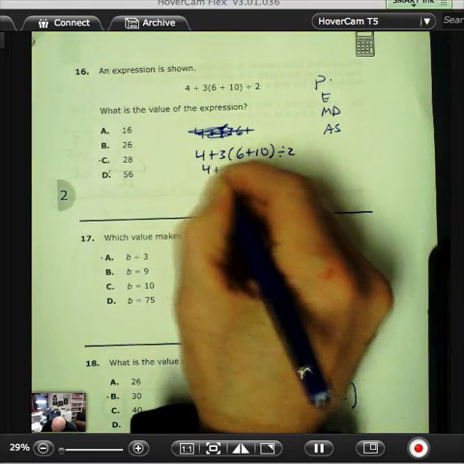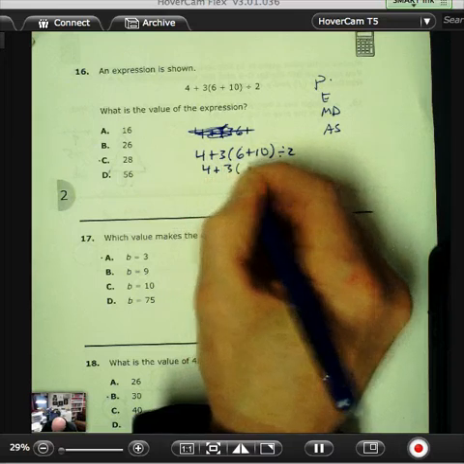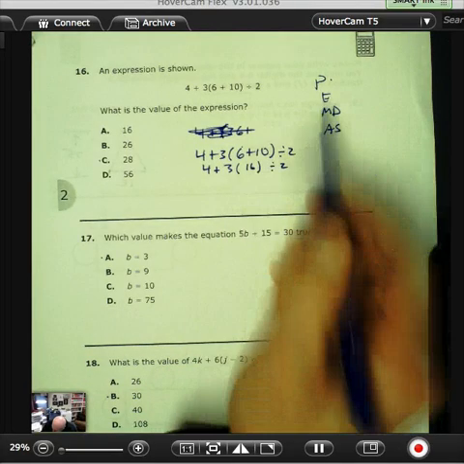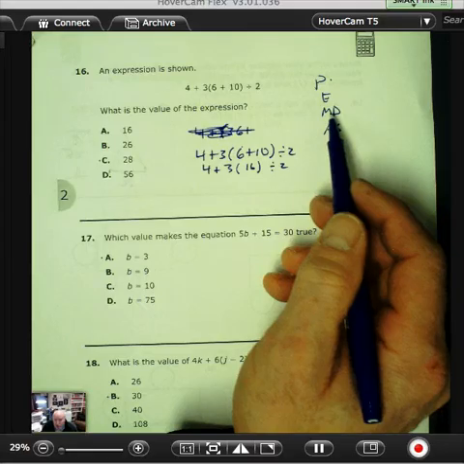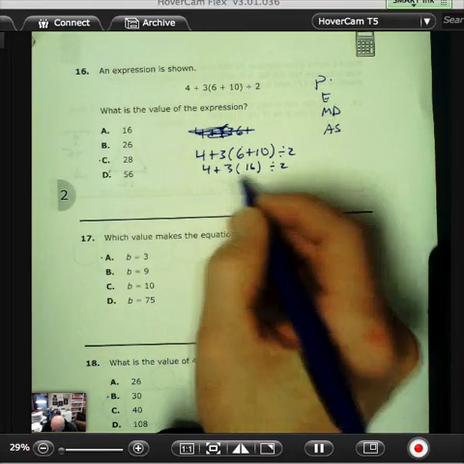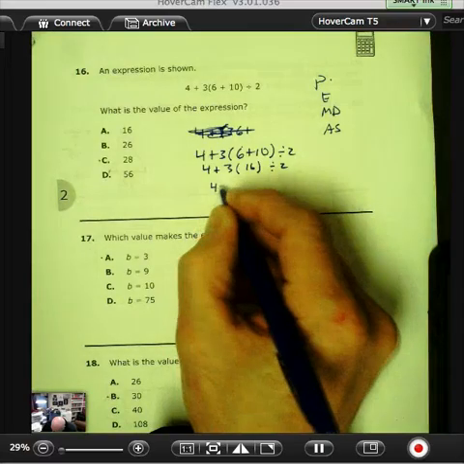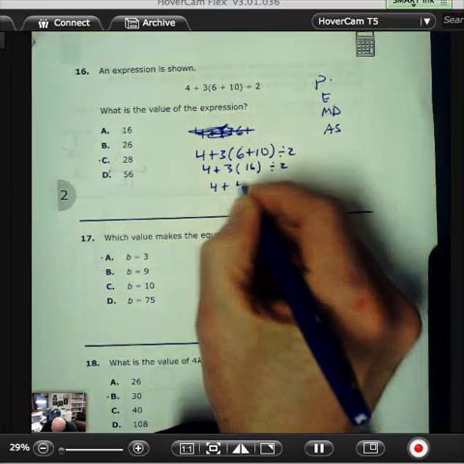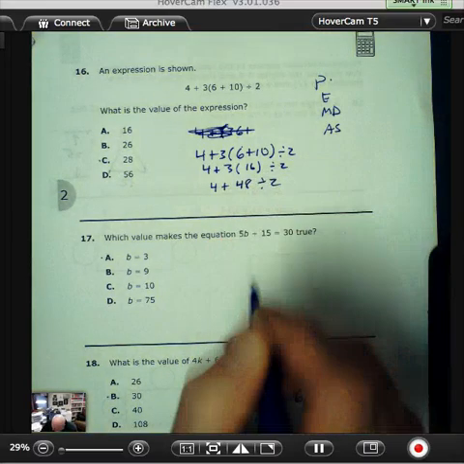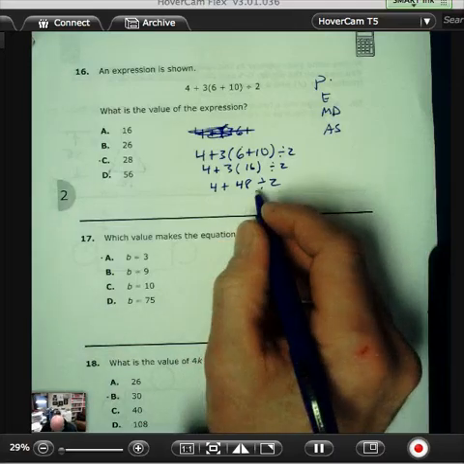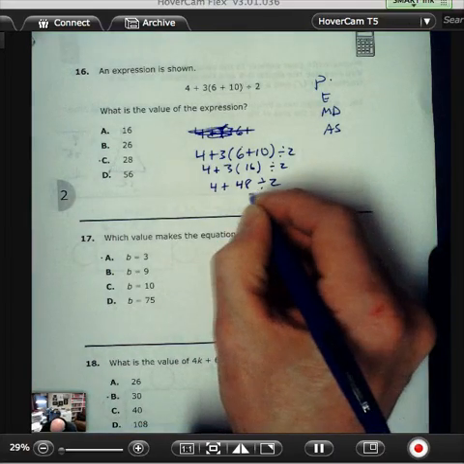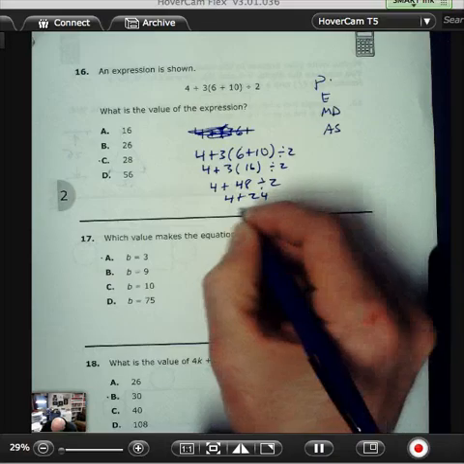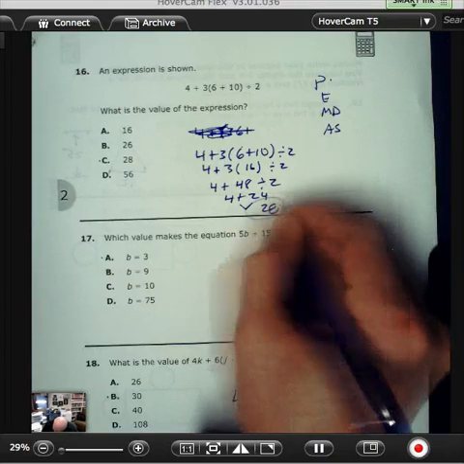So let me rewrite everything. 4 plus 3, 6 plus 10 is going to be 16 divided by 2. I have no exponents, so I have to do multiplication or division, whichever one comes first. And in this case, it's multiplication right here. So I have 4 plus 3 times 16 is 48. And then divided by 2. Now next I have division, so I'll do that. 48 divided by 2, that is 24. So I have 4 plus 24, which equals 28.